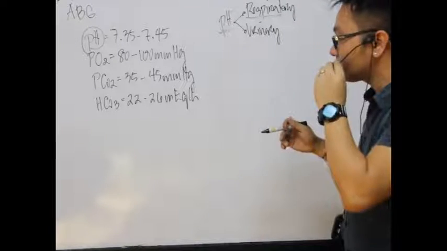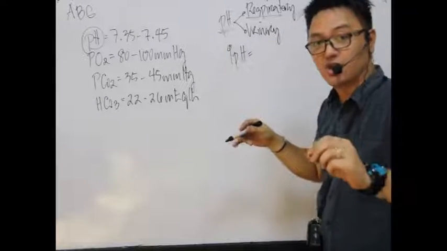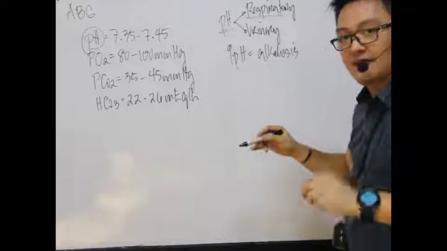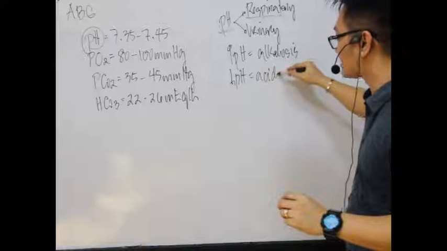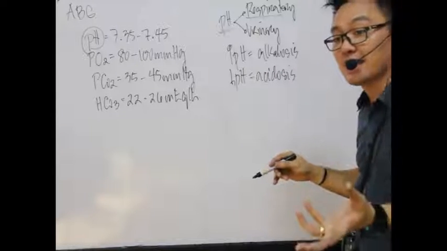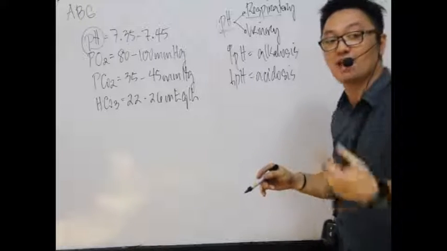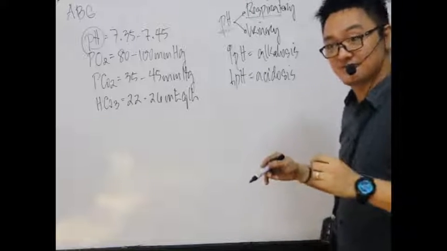Now, another. When you have an increase in the pH, you call that as your alkalosis. If there is a decrease in the pH, you call that as your acidosis. In the clinical setup, we don't say to the doctor, doc, you have a high pH, the patient has a low pH. We don't do that. We only say acidosis or alkalosis.